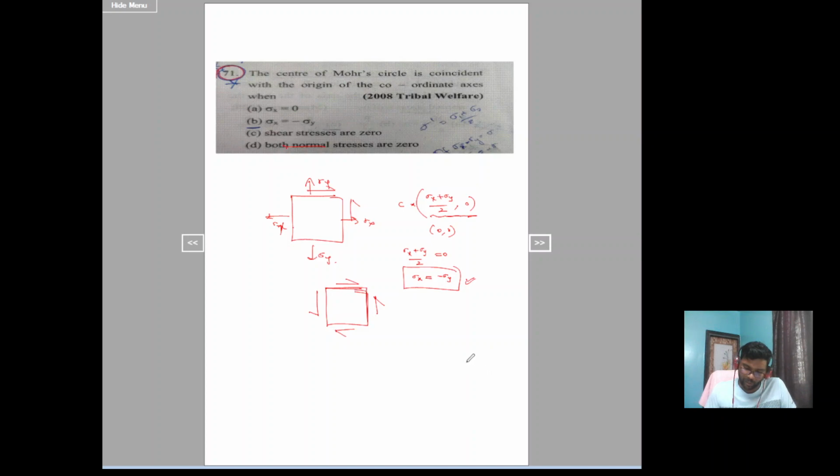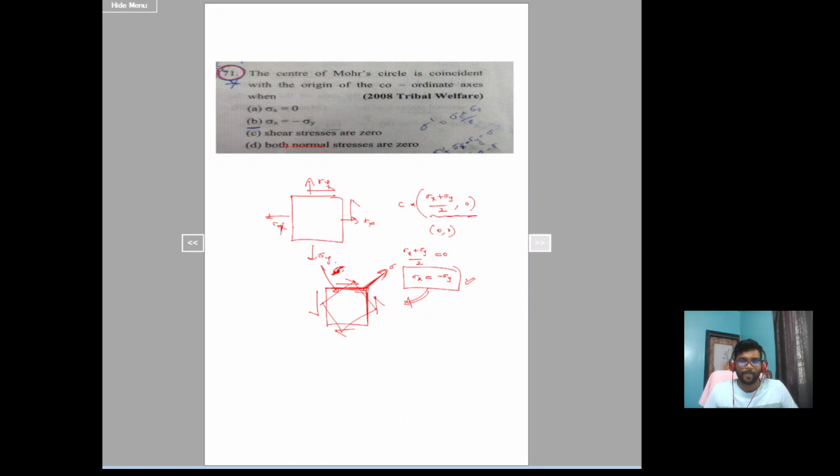On these two perpendicular planes, shear stresses are 0. If you take the 45 degree planes, on this plane you will get sigma, and on this plane you will get minus sigma, a compressive stress. The stress condition he has given is nothing but the pure shear case. So the option is option B.